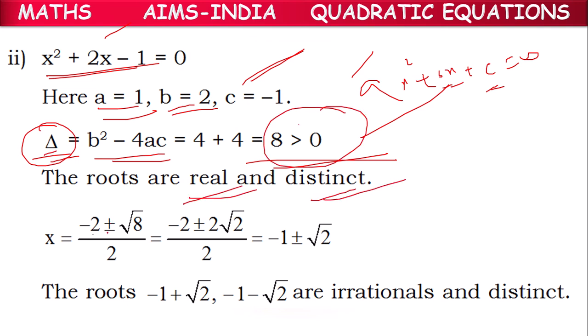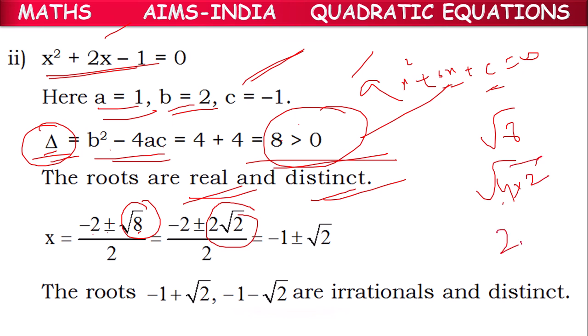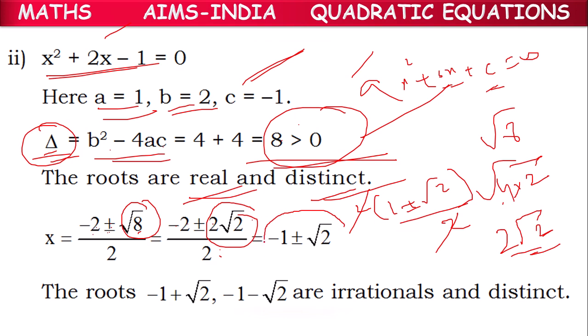Minus 2 plus or minus root of b square minus 4ac, value 8. Root 8 is equal to 2 root 2 because root 8 can be written as root 4 into 2, and root of 4 is 2. So minus 2 plus or minus 2 root 2 by 2. 2 we can take common. 1 plus or minus root 2 by 2, 2 cancels. Minus 1 plus or minus root 2, means minus 1 plus root 2 and minus 1 minus root 2.